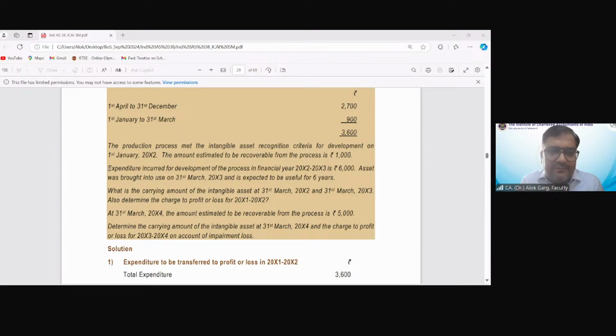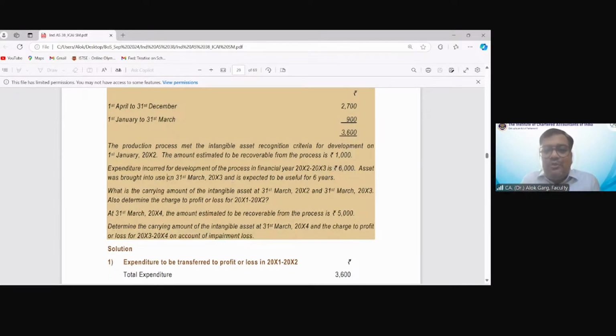Next paragraph. Expenditure incurred for the development of the process in financial year 23 is 6,000. So what is the treatment of this 6,000? It has to be capitalized. So now what is the total value of intangible asset under development on 31st March 2003? 900 plus 6,000, 6,900. Very good. You are right, Ginny.